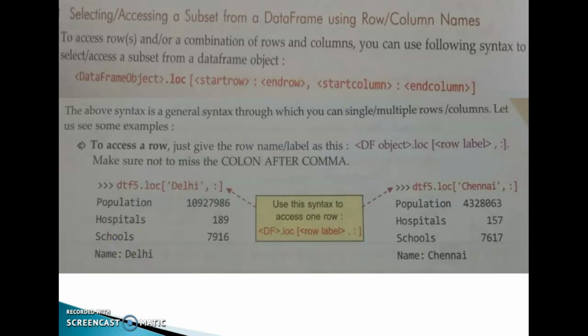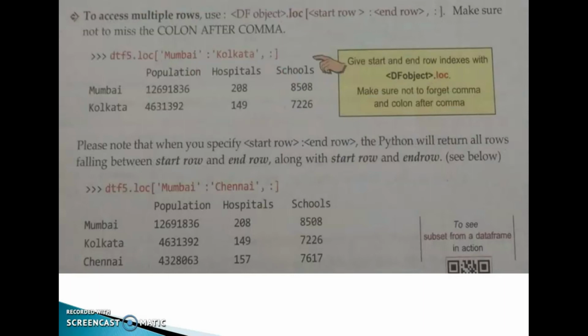Clear? Then next one, to access multiple rows. How to access multiple rows? Single rows we discussed. Then how to access multiple rows? Data frame object dot LOC within the square bracket we can specify the start row, colon, end row, comma, colon. Make sure not to miss the colon after comma. That is very important.